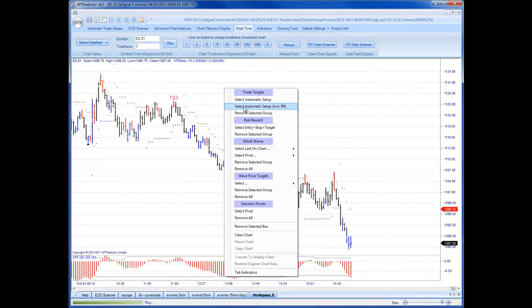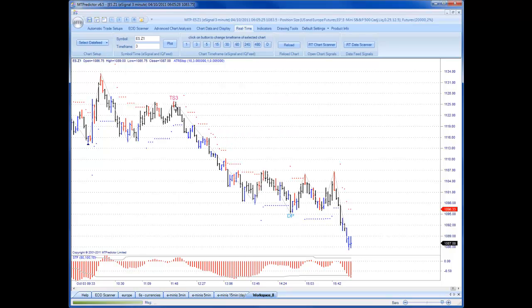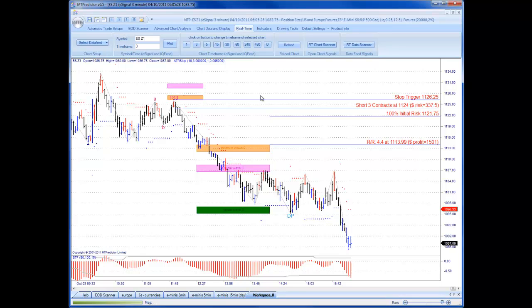Let's right mouse click, select automatic analysis, place the analysis on. Our position sizing to keep our risk small and under control for 2% on a sample $20,000 account allowed us to sell 3 contracts. At our first target, the profit would be plus 4.4R.